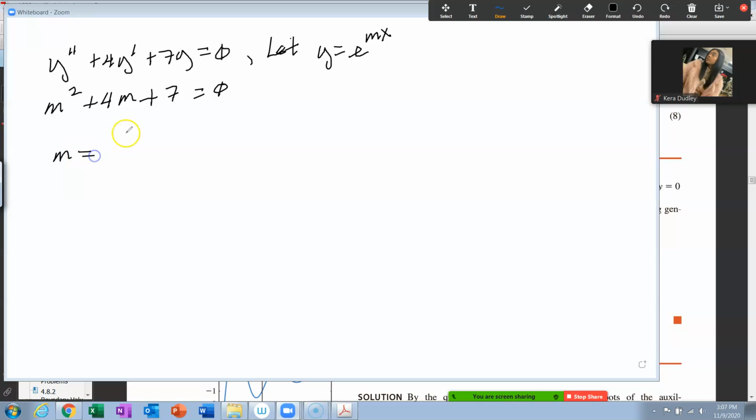M is equal to minus b, minus 4, plus or minus the square root of 4 squared, which is 16, minus 4ac.